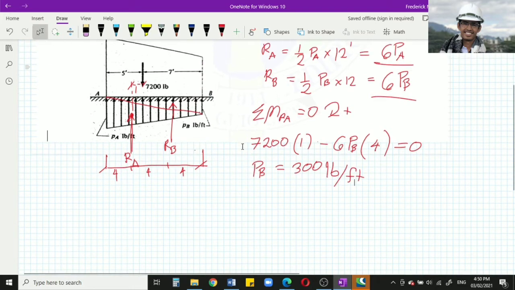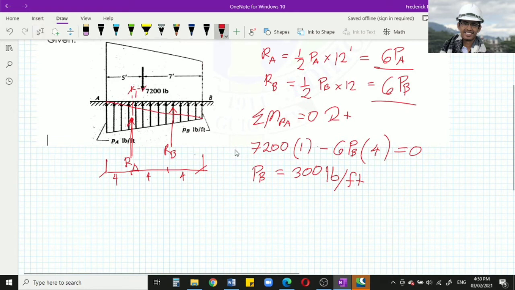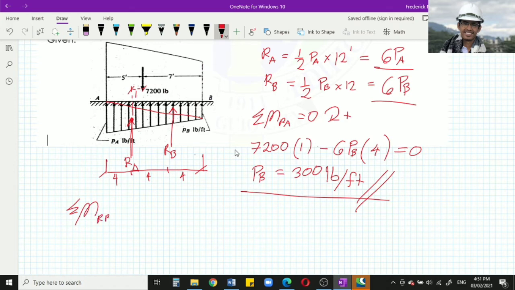So next, kunin naman natin yung PA. Nakuha na natin yung PB. So yung PA naman. Para makuha natin yung PA, pwede tayong mag-moment at point RB. Okay? So ganun lang din, summation moment at RB will be equal to 0. So ano yung moment natin is yung RA. Clockwise positive, that will be RA. Yung RA natin is equal to 6 PA. So that will be 6 PA times 4 feet.